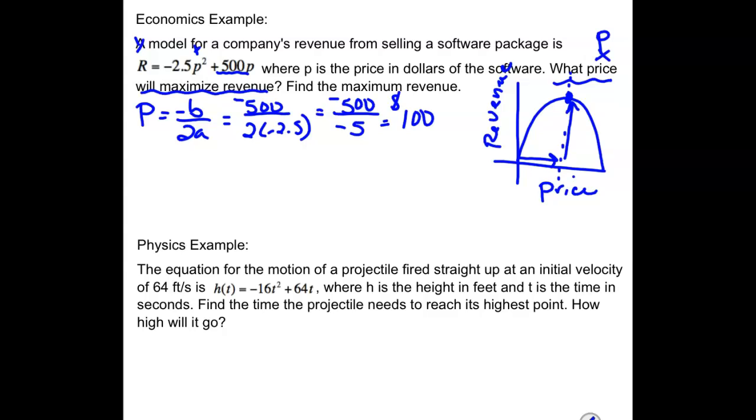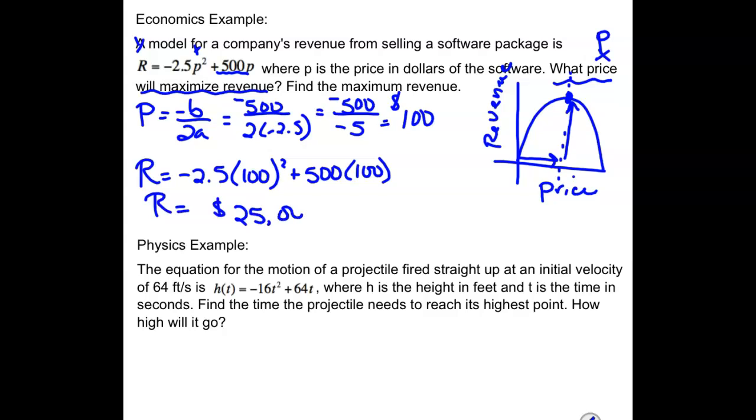To find out what that revenue will be, I have to plug in 100 for my price. All right, so negative 2.5 times 100 squared plus 500 times 100. Punching that into our calculators, we should end up with $25,000. So we should sell the software for $100 each, and our max revenue will be $25,000.